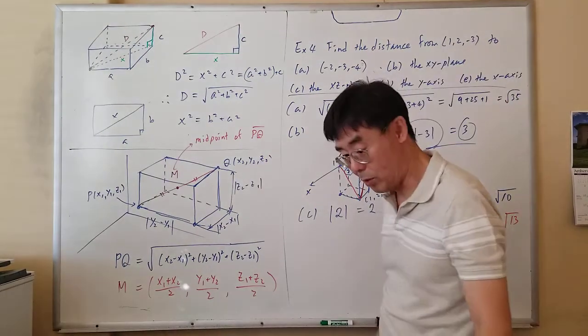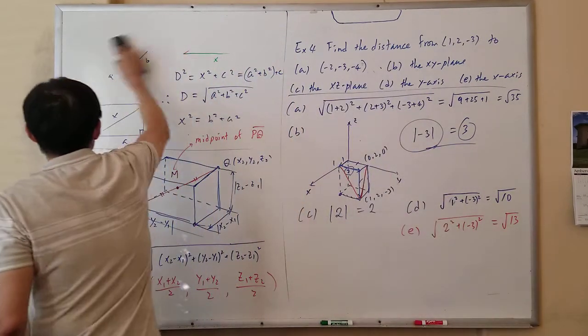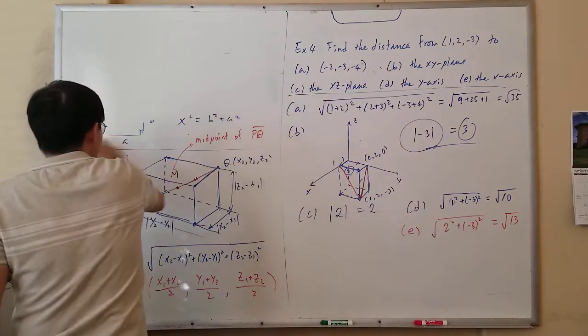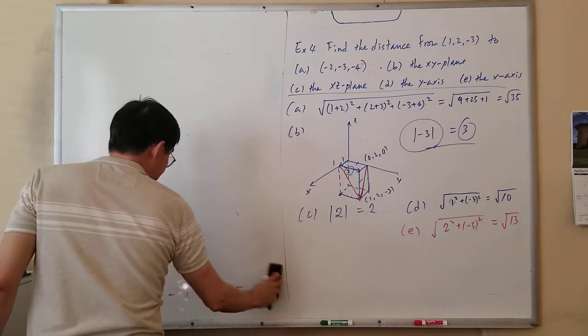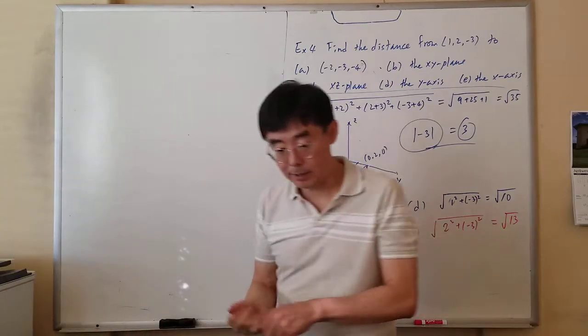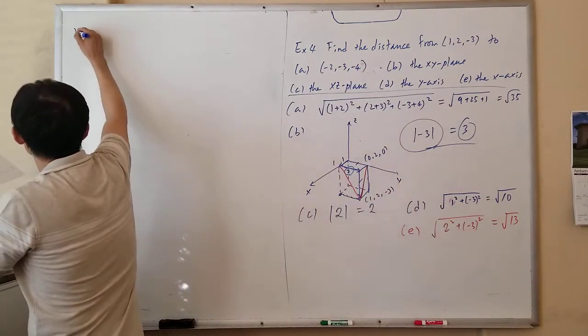Now finally, we want to talk about the sphere. A sphere is the set of all points which are equidistant from a fixed point called the center. So, sphere definition.